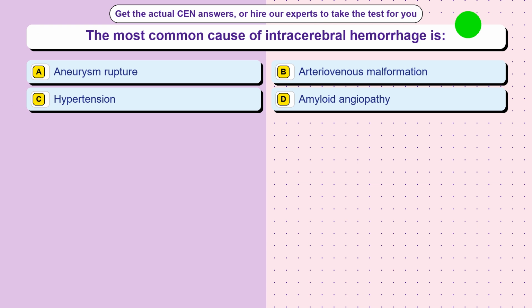Question 66. The most common cause of intracerebral hemorrhage is Option A, aneurysm rupture. Option B, arteriovenous malformation. Option C, hypertension. Option D, amyloid angiopathy.